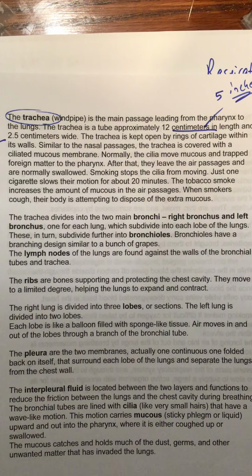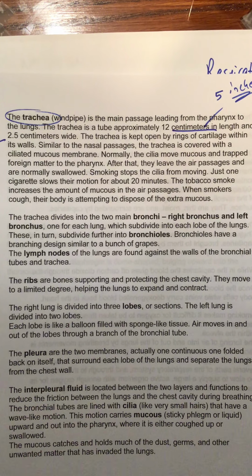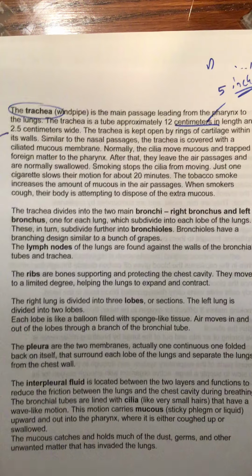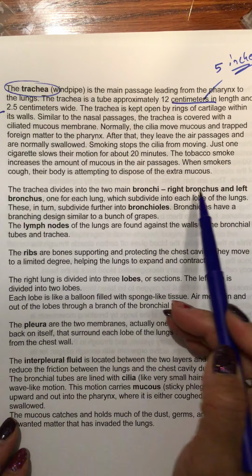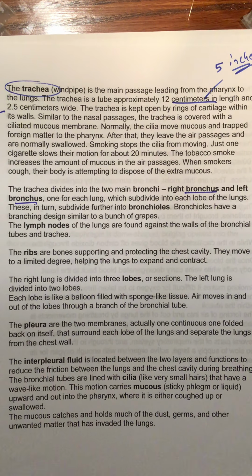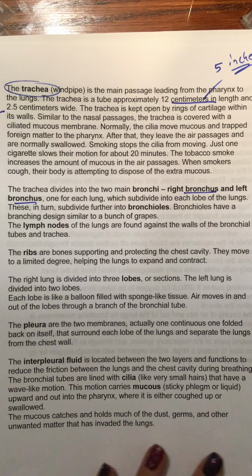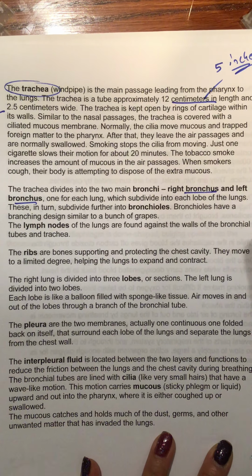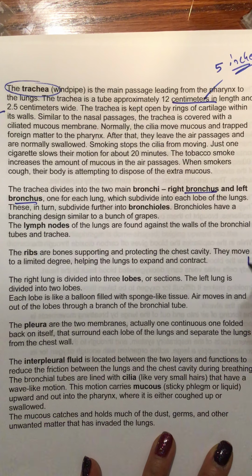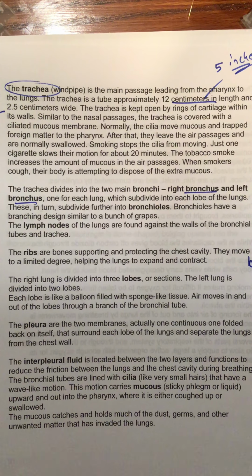So similar to the nasal passages, the trachea is covered with cilia and mucus, again, to trap the particles that shouldn't be there. All right, the trachea divides into two main bronchi, the right bronchus and the left bronchus. And again, it goes from primary, secondary, tertiary, and then eventually they become bronchioles. These bronchioles are the tiny, tiny little tubes that connect directly into a bunch of grapes-like looking alveoli.